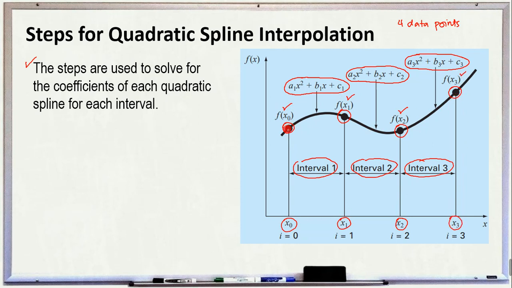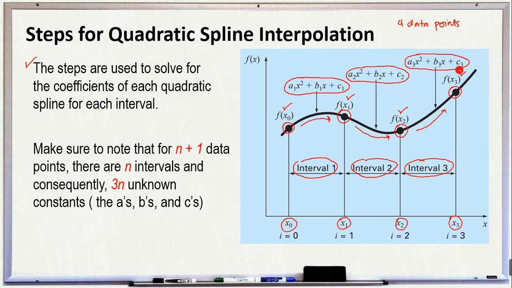Kung makita ninyo sa quadratic spline, dili na siya straight line. Na siya pagka-curve. Okay? Kaya sa kada interval, gi-approximate niya nga quadratic. So, ang challenge ani is, unsa kay mga value aning a1, b1, c1, a2, b2, c2, a3, b3, c3. Mao na ato ang pangitaon.